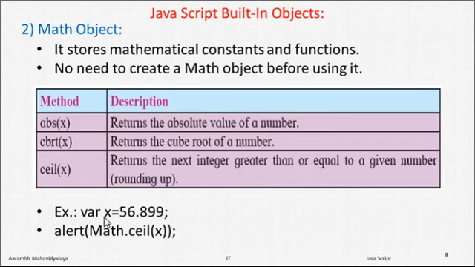Okay, for example here, var x equal to 56.899. Then here alert Math.ceil of x, that means it will display the ceil value of 56.899. That means the output will be 57.